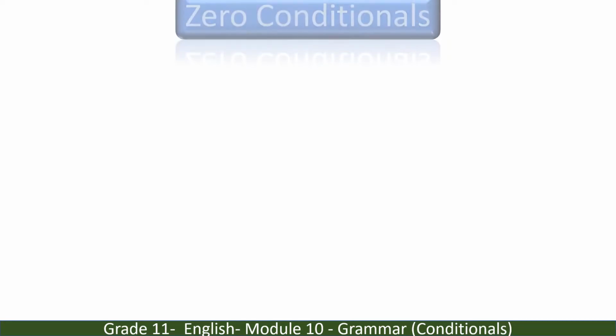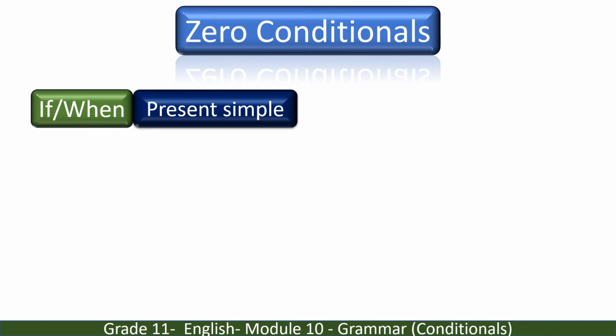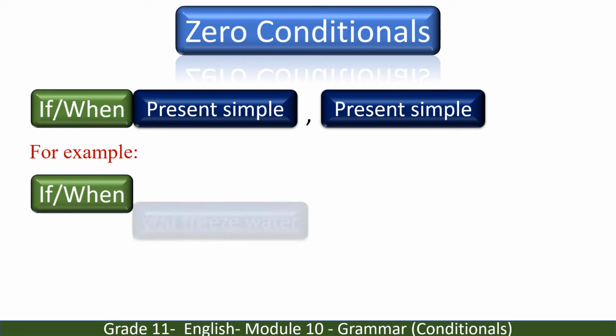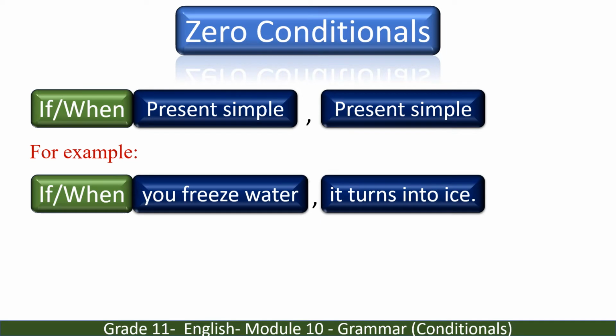The first type of conditionals we're going to learn about today is the zero conditionals. The formula is if or when, followed by simple present verb, then another simple present verb. For example, if or when you freeze water, it turns into ice, as in this example. Note that the verbs freeze and turns here are both in the simple present forms.